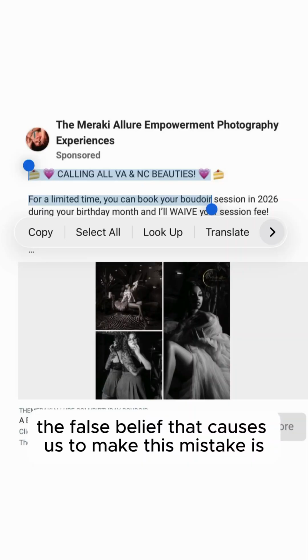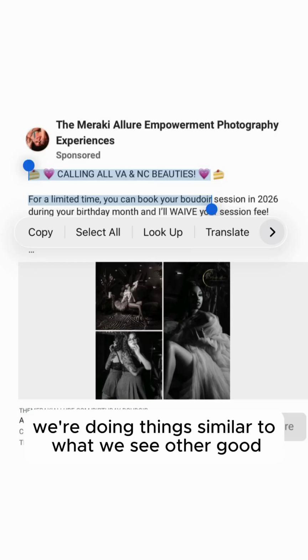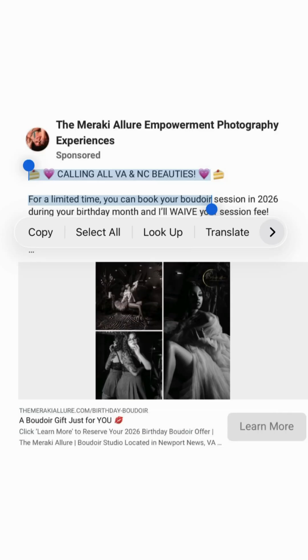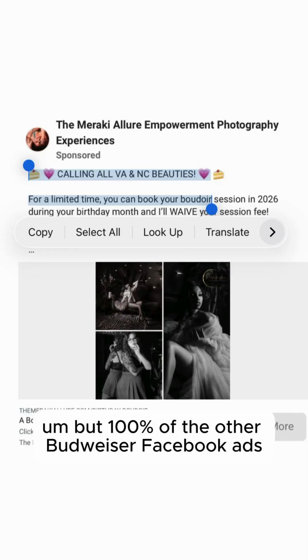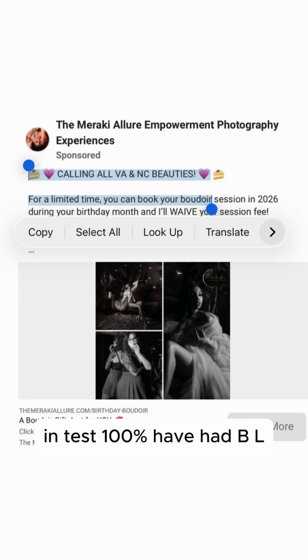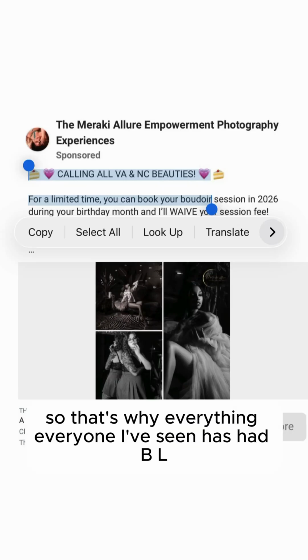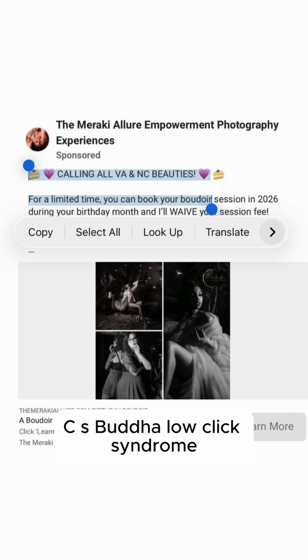The false belief that caused us to make this mistake is, we're doing things similar to what we see other boudoir photographers doing. But 100% of the other boudoir Facebook ads I've seen, and seen the backend metrics and taken in on my own and tested, 100% have had BLCS, boudoir low click syndrome. So everyone's making the same mistakes. So that's why everyone I've seen has had BLCS, boudoir low click syndrome.